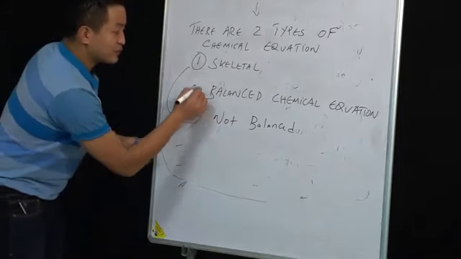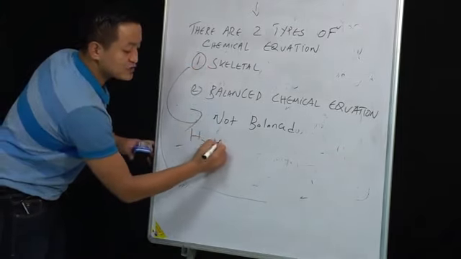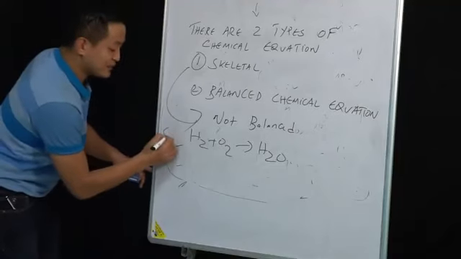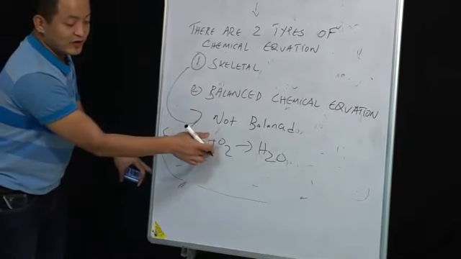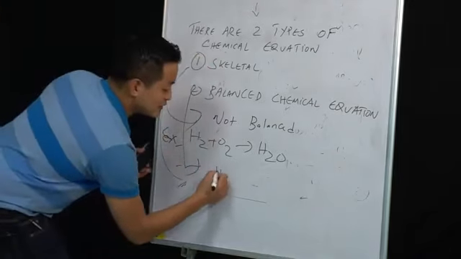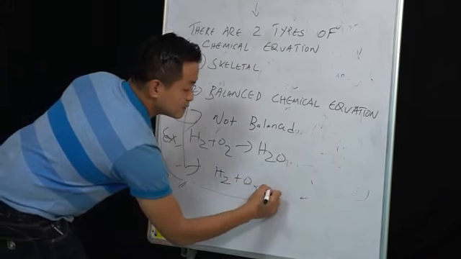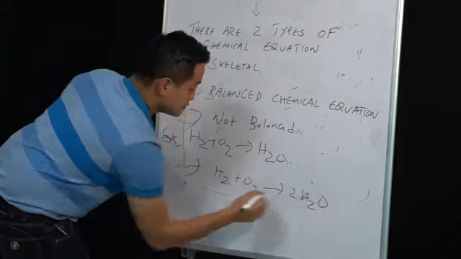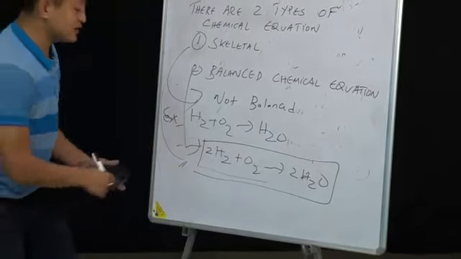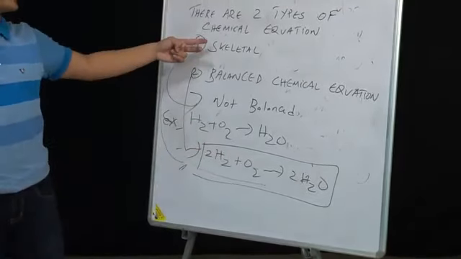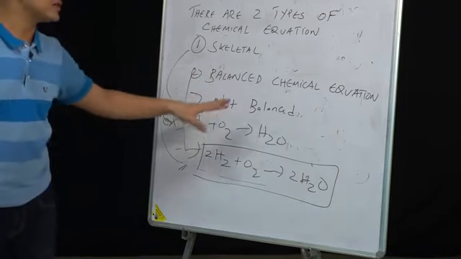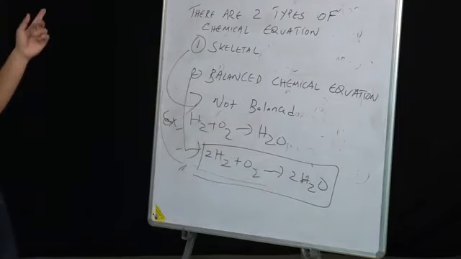I'll give you an example for the skeletal equation: hydrogen, oxygen, we have H2O. Now I have a second example. Over here this is the example for skeletal, and the example for the balanced chemical equation would be as follows. I have marked it like this so that you can differentiate between skeletal and balanced chemical equation. It's the same thing: the elements are the same, hydrogen, oxygen, and then we have water.